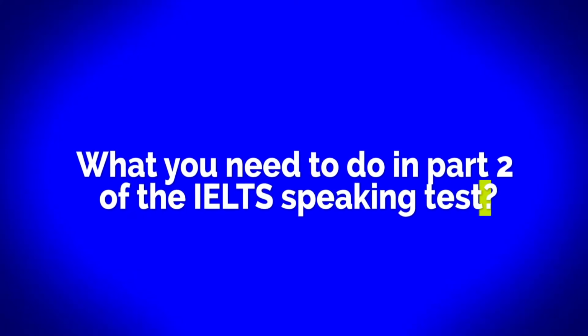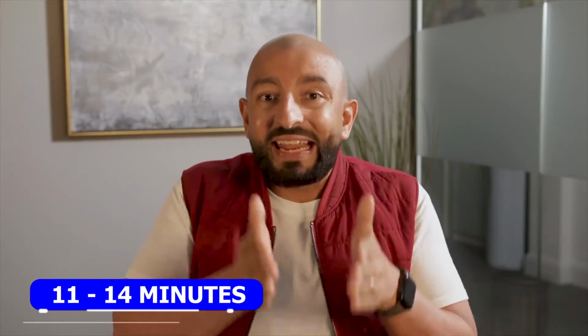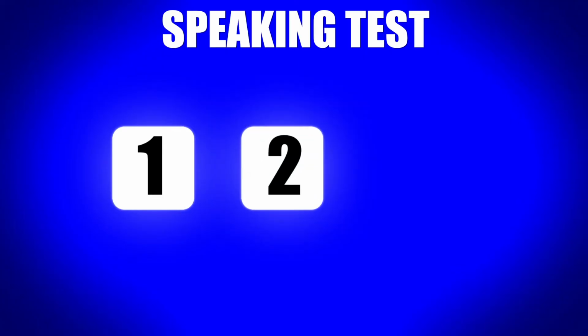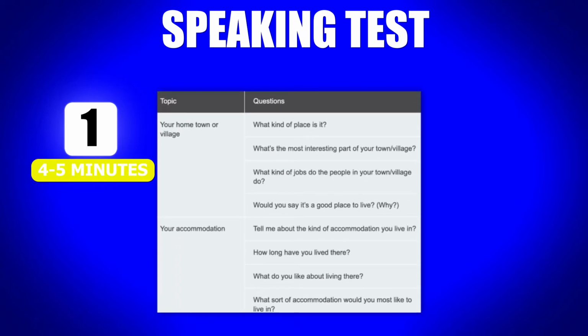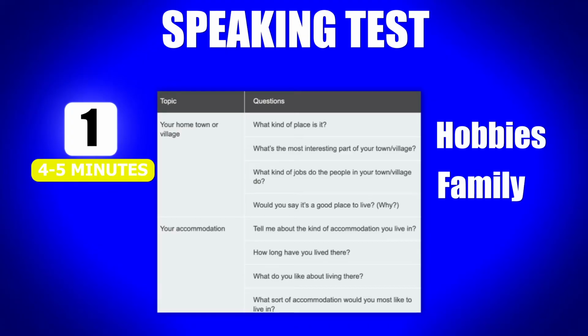Now, before we look at these strategies, let's talk about what you need to do in part 2 of the IELTS speaking test. The whole speaking test lasts anywhere between 11 and 14 minutes, and it is broken down into 3 parts: part 1, part 2, and part 3. Part 1 will last between 4 and 5 minutes, and here you will be asked general questions such as questions about your hobbies or your family, or even questions about your regular routine.